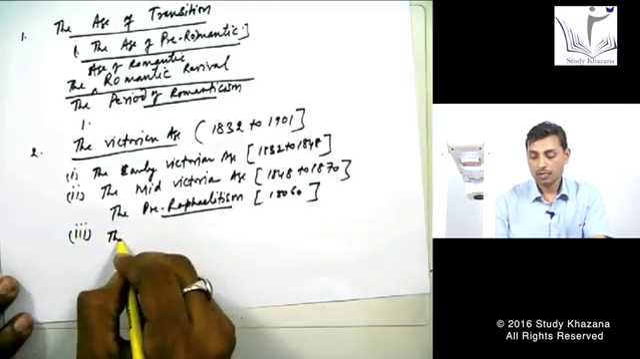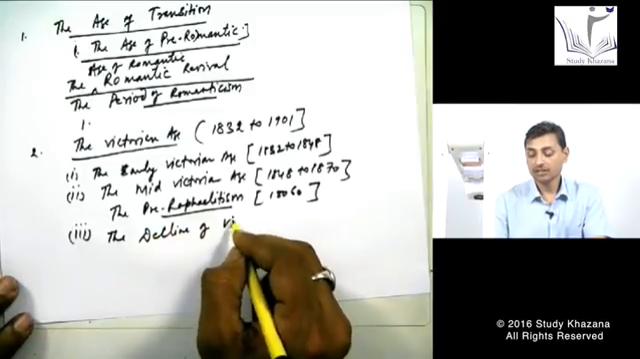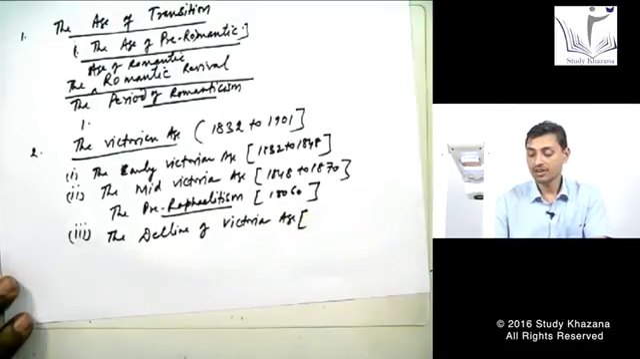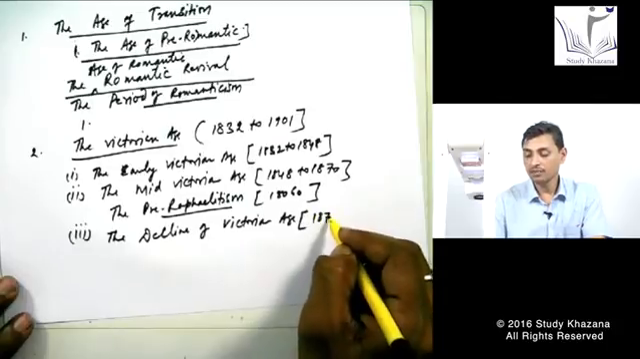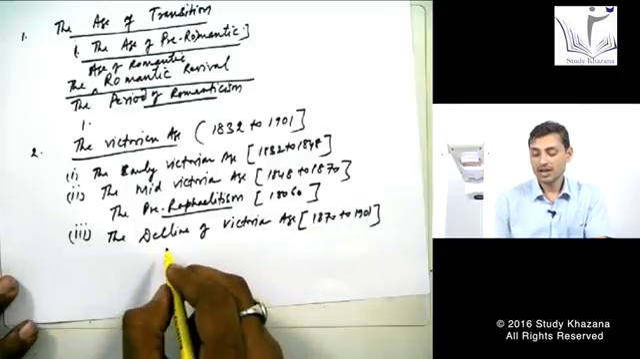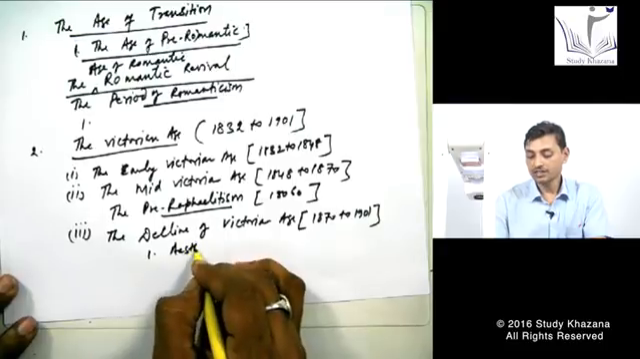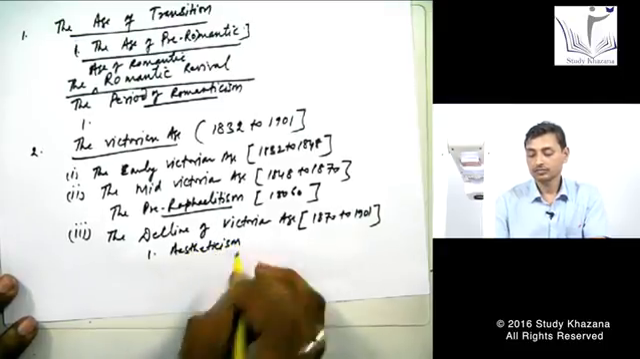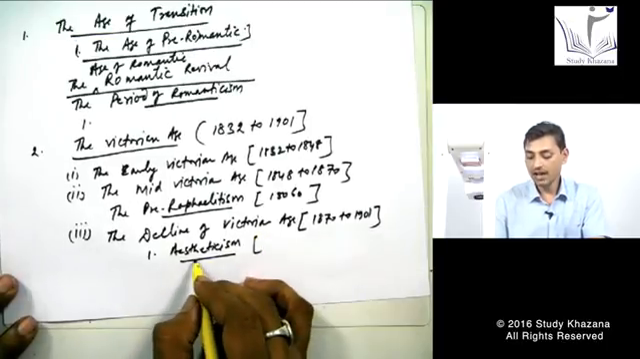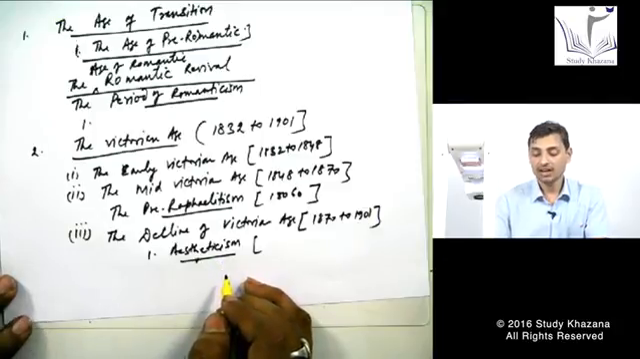Then the decline of the Victorian age, and this is from 1870 to 1901. In fact, during this period, aestheticism came into existence, and it led to the appreciation of beauty in English literature.